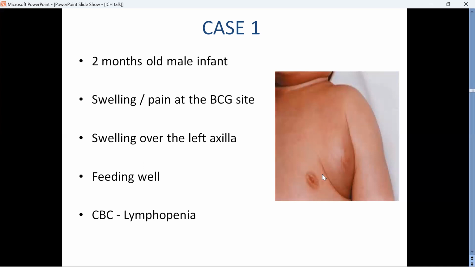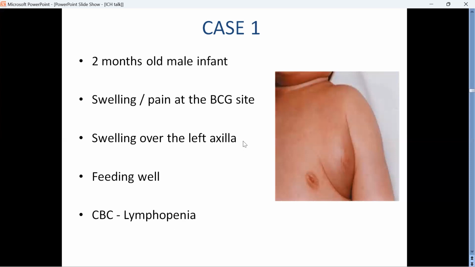Now, this particular reaction to a vaccine is very abnormal, so that should raise an alarm bell towards the diagnosis of an immunodeficiency. And you see the age of presentation is very young, 2 months of age. So basically, this case could be a combined immunodeficiency or a T cell defect. And the CBC is also supportive, with a reduced absolute lymphocyte count, that is lymphopenia.